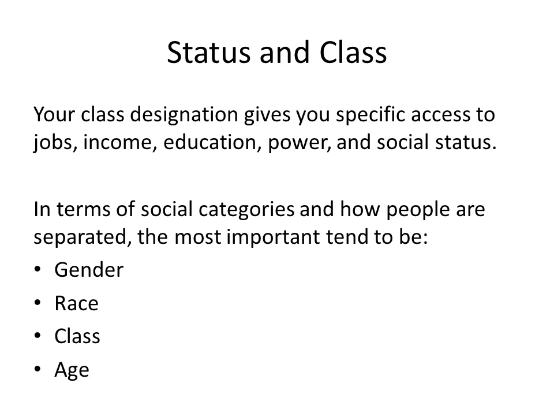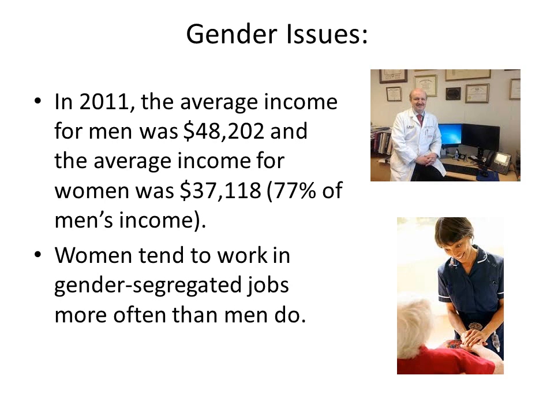In terms of social categories and how people are separated, the most important tend to be gender, race, class, and age. So let's talk about some gender issues. In 2011, the average income for men was $48,000, and the average income for women was $37,000, which is 77% of men's income. Now, this is a very macro-analytic perspective, because all they're looking at is the average income.